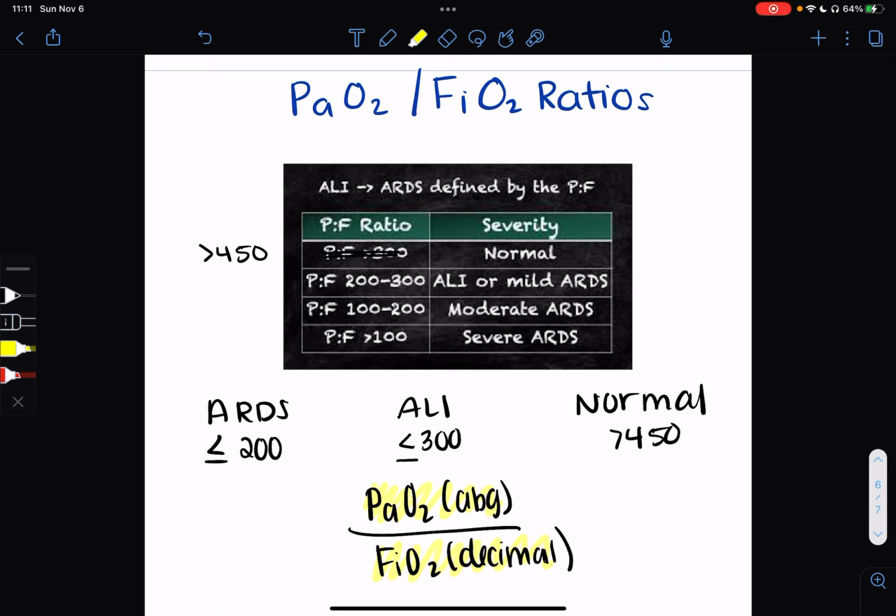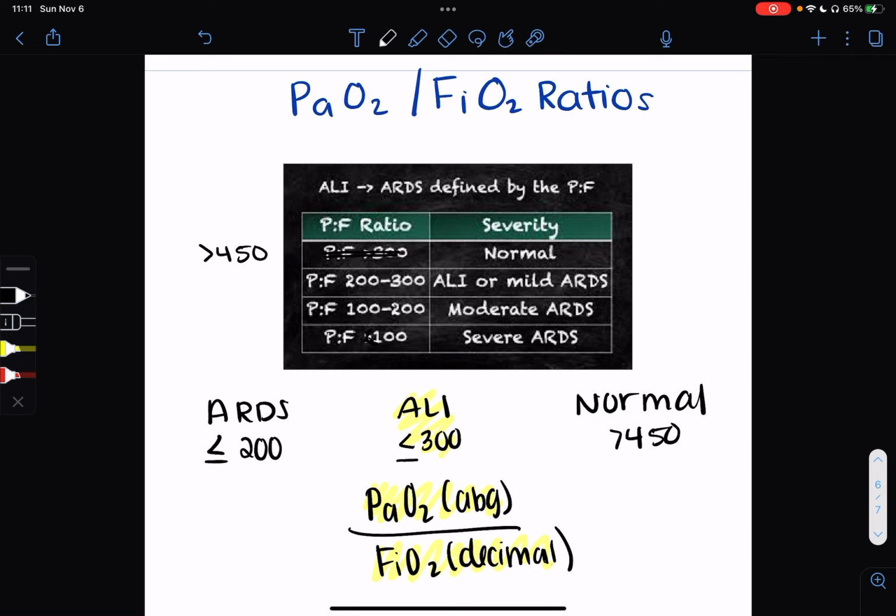So if the result of this equation is greater than 450, it's normal. But if you get something less than 300, the patient is going to be in acute lung injury. And if the patient is less than 200, they're going to have ARDS, acute respiratory distress syndrome. So if they're less than 200 to 100, it's going to be moderate. And if it is less than 100, it's going to be severe ARDS.